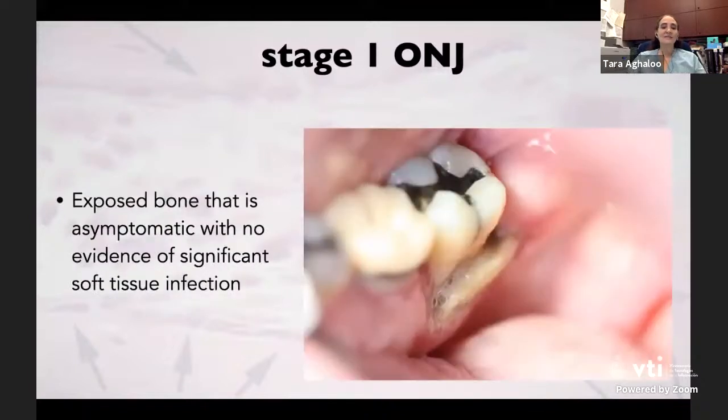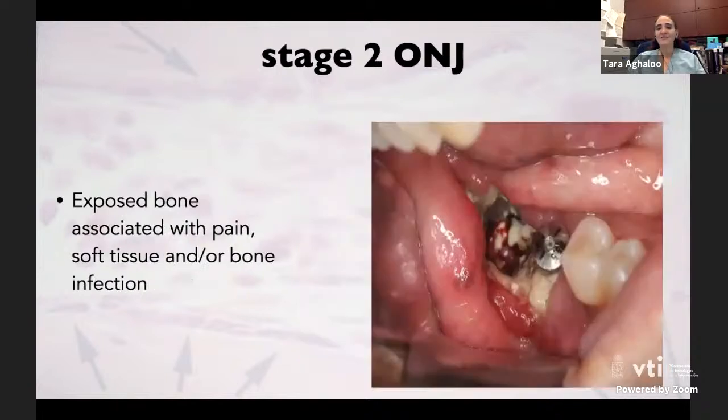And this is stage 1. This is in a patient who has exposed bone, but there aren't any symptoms at the moment. There's no pain, there's no signs of infection, and so it's simply exposed bone, and this would be stage 1. Stage 2 looks obviously a bit different.